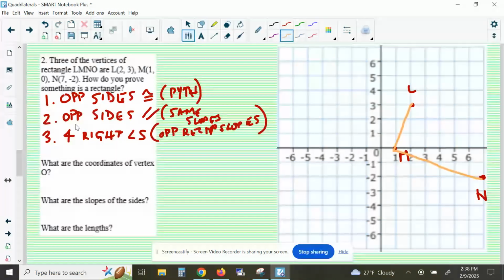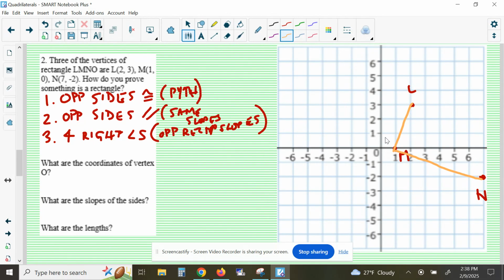So let's try to do opposite reciprocal slopes. Same slopes. Okay. So because we can actually find this length. I don't know. What do you want to do first? I think I'm going to do opposite reciprocal slopes because I feel like that's easier than Pythagorean theorem.